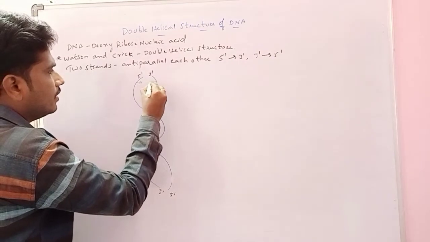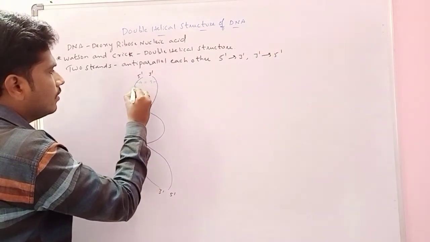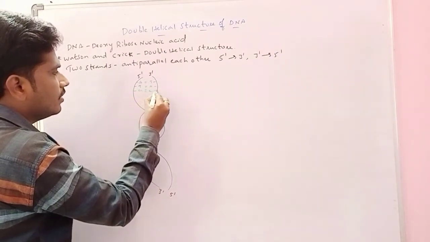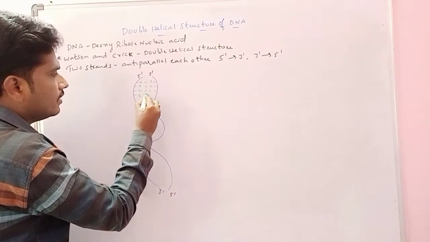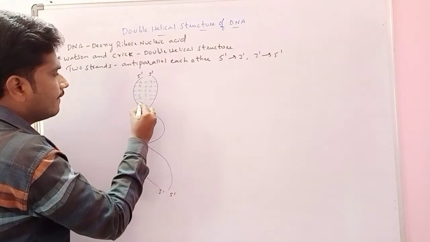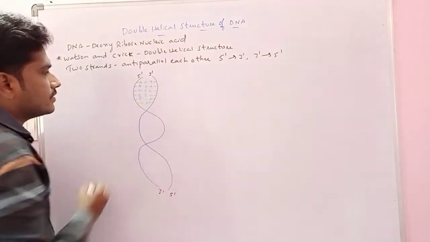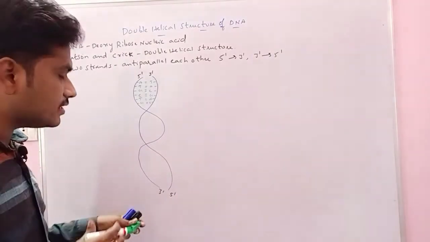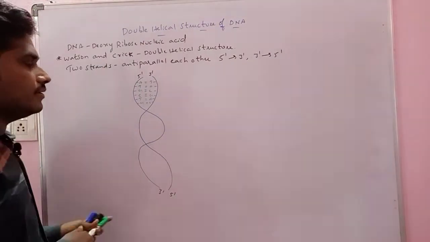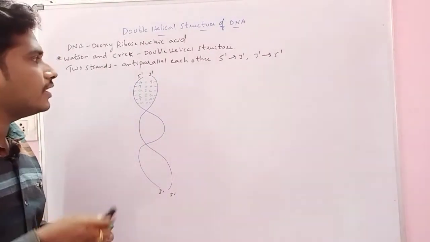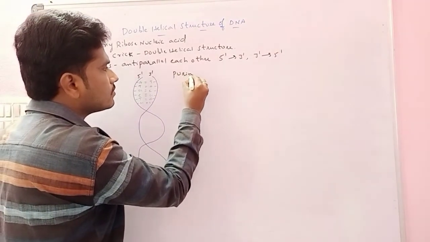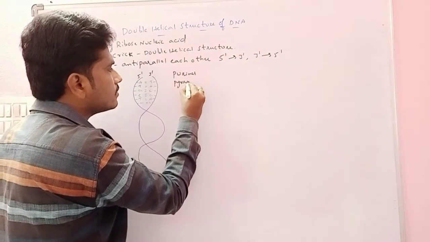If A is there, here T will be there, with a double bond. If T is there, then A will be there. If G is there, here C will be there. If C is here, G will be there. T, A, G, C, like this, continuing in the strands, in the turns. Why are we taking A, G, T? Because according to Chargaff's rule, the structure of DNA always consists of purines and pyrimidines.